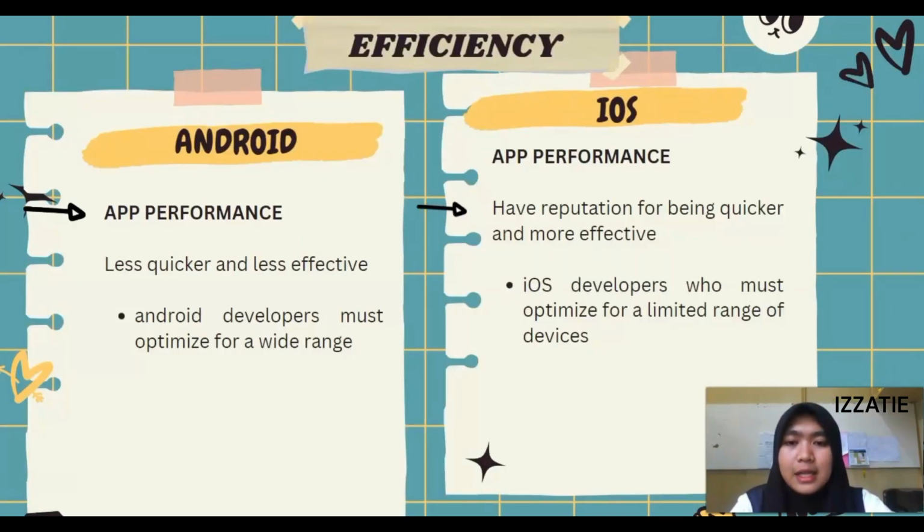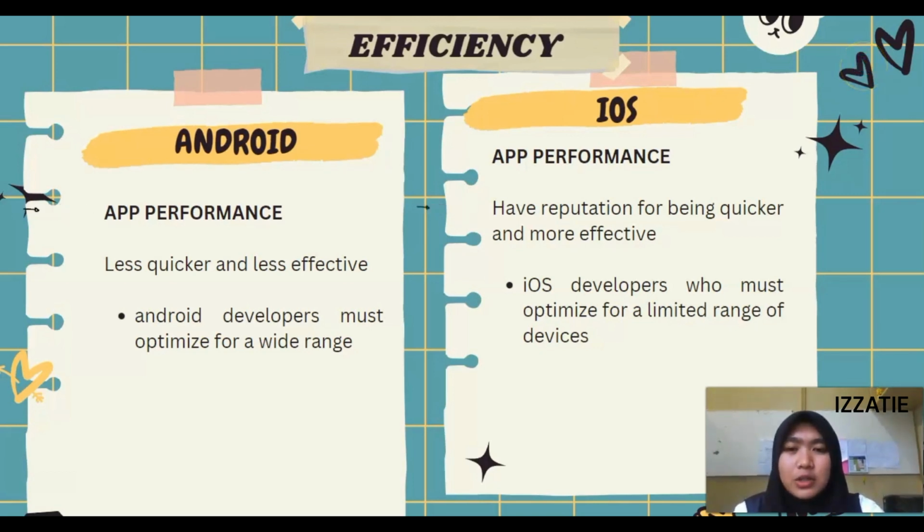Okay, next difference is based on apps performance. Android developers must optimize for a wide range of devices which vary in hardware configuration. In contrast, iOS has a reputation for being quicker and more effective than Android. This is because iOS developers must optimize for a limited range of devices. Overall, in this criteria, both Android and iOS have their own strengths and weaknesses. That's all from me. Now I will pass to the next presenter.